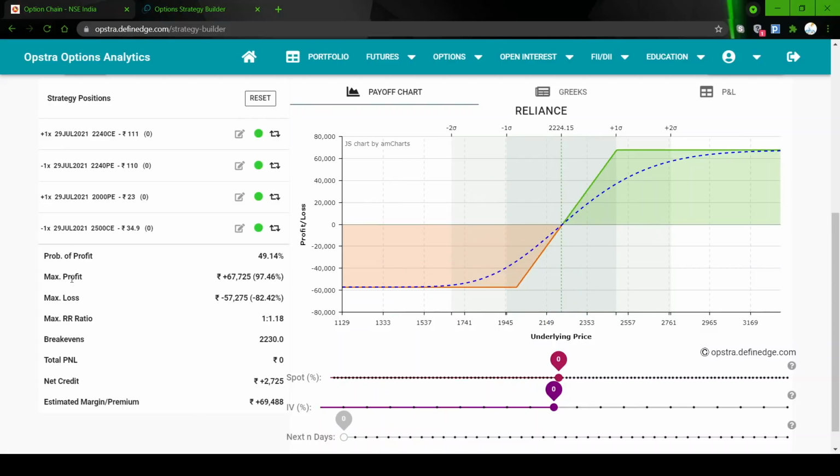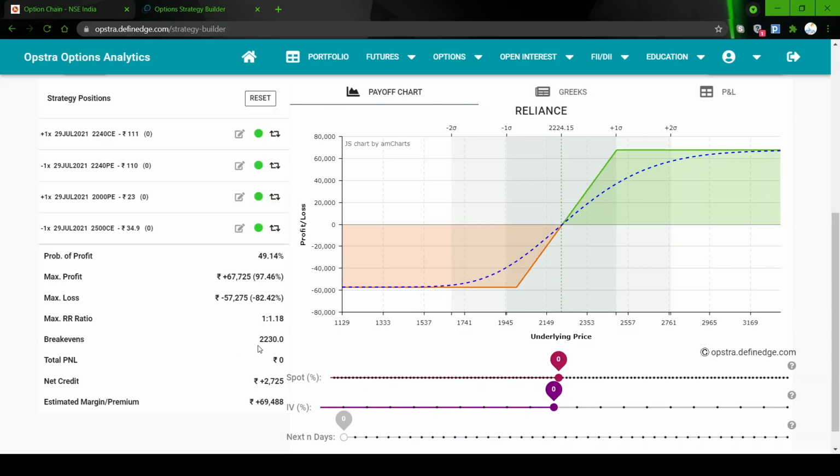The maximum profit in this strategy is about 67,725, and the maximum loss is 57,275. You see the risk reward ratio for a strategy. This is a credit strategy. The one we have got is a credit. We get a net credit of 2725. Still, if you see, the risk reward ratio is more than 1. Means this is very good.